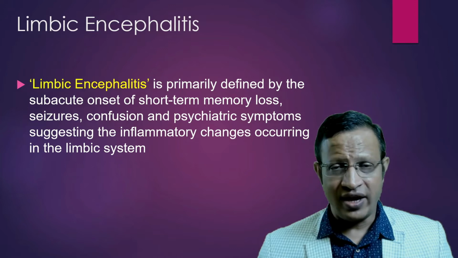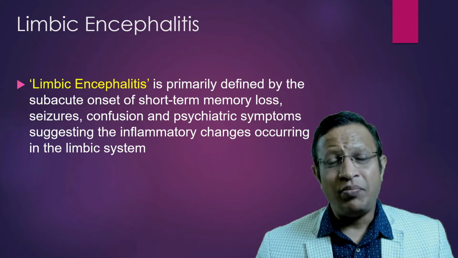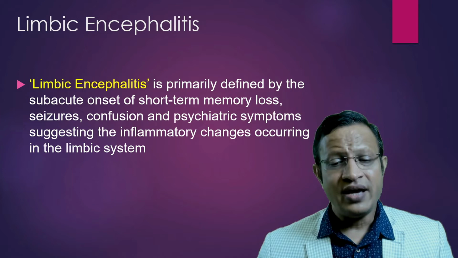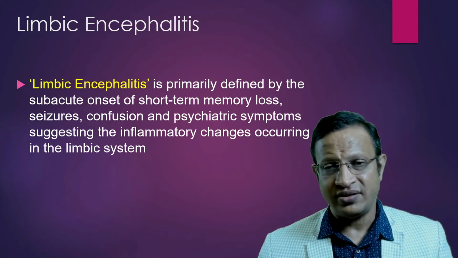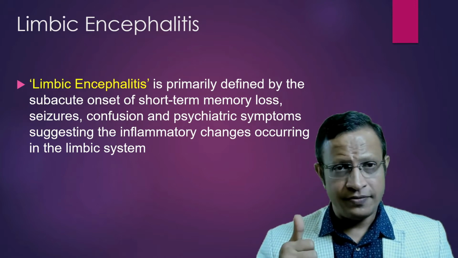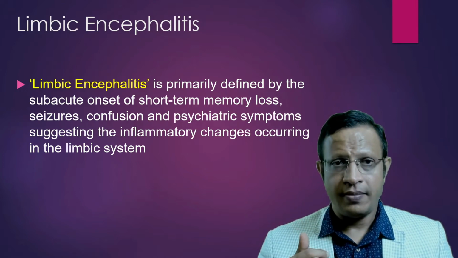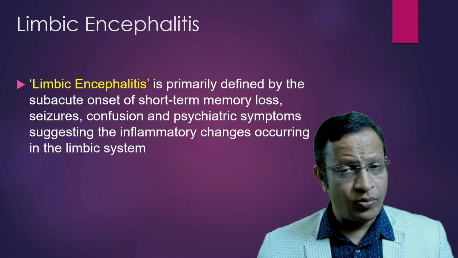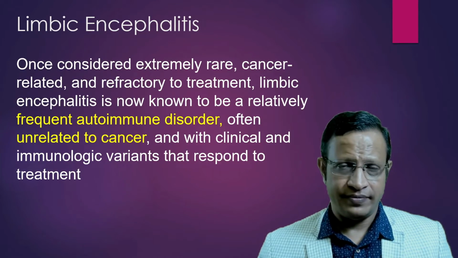So what is limbic encephalitis? It is primarily defined by the subacute onset of short-term memory loss, seizures, confusion, and psychiatric symptoms, suggesting inflammatory changes occurring in the limbic system. That means it is subacute in onset. The presentation will have memory loss, seizures, confusion, and psychiatric symptoms. And let me tell you, the memory loss is short-term memory loss. So this is called limbic encephalitis.